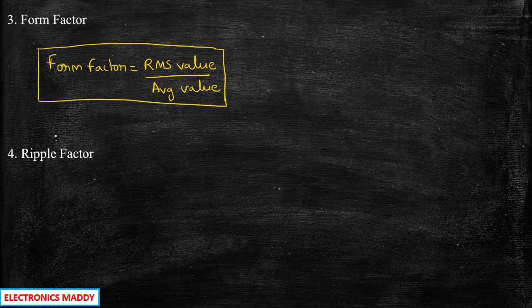Now we will be looking at the fourth important performance parameter, that is ripple factor. So in general, ripple factor can be written as square root of form factor square minus 1. So basically, once you find the value of form factor, ripple factor will be straightforward substitution of form factor whole square minus 1 square root. So I hope this point is also clear.